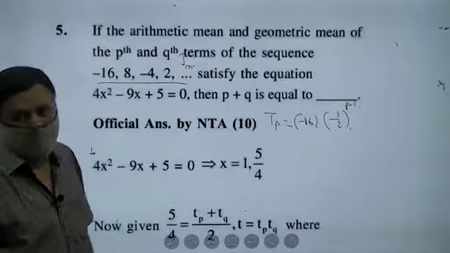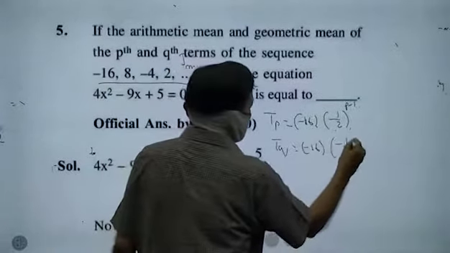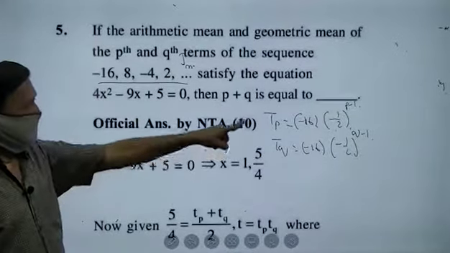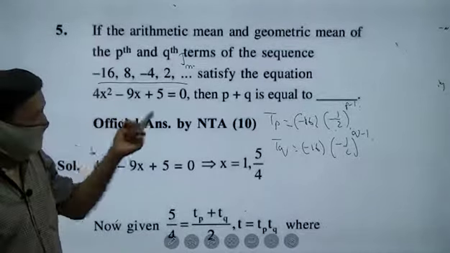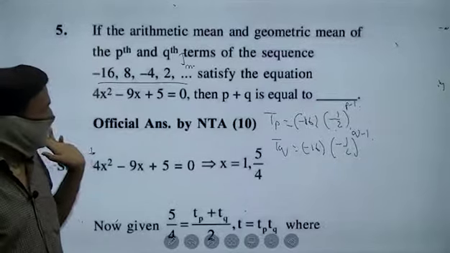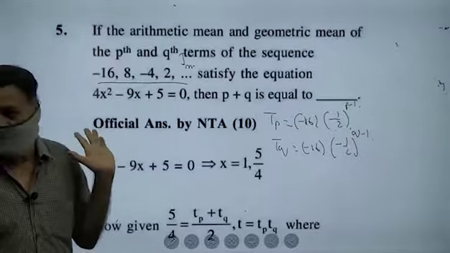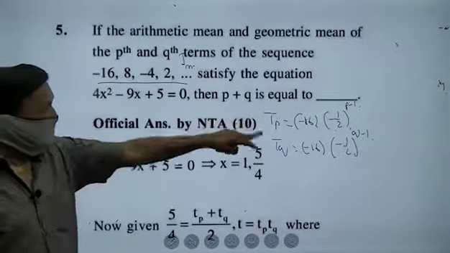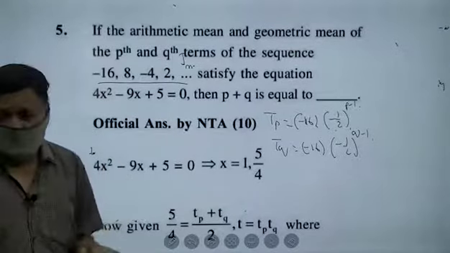This is the pth term. What is the qth term? Minus 16 into, like this. So the pth term and the qth term are given by this. They satisfy this equation, which means the sum of these two is equal to minus 9. Right? The product of these two is equal to what? 5. So you can calculate what? P and Q values. Yes, understood? You can write the sum of the roots and the product of the roots, and calculate the P and Q values.